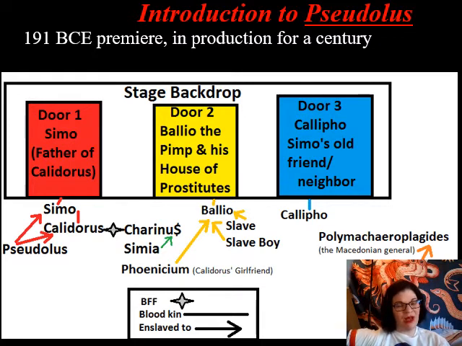And it's important to keep in mind, we never hear her speak. She's an entirely silent character. There's one point where she has written Calidorus a letter, but even then, we don't know, did she write it? Did Ballio make her write it? Is she writing it because she actually wants to be with Calidorus, or because she'd rather be with Calidorus than this Polymachiroplagades dude? And then, how many choices does she really have?